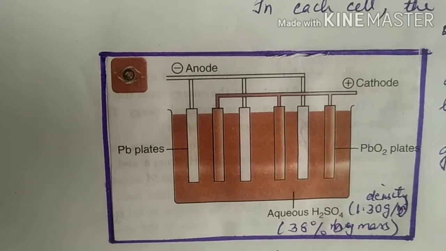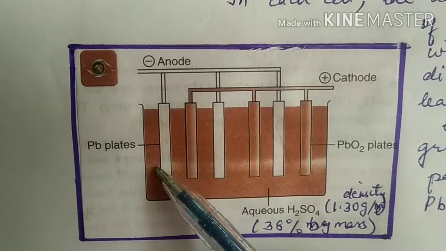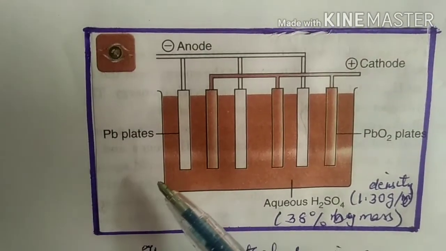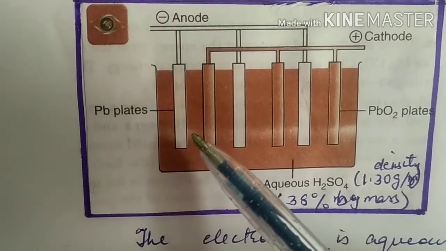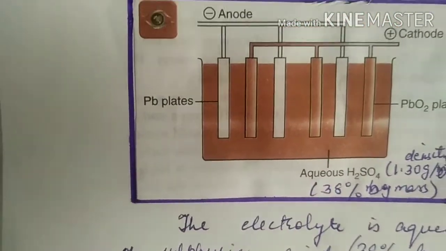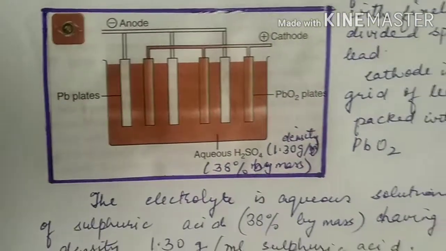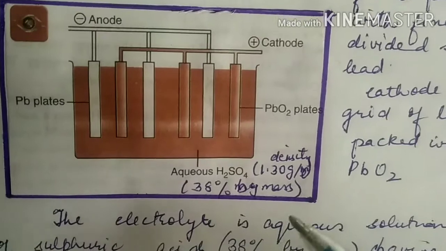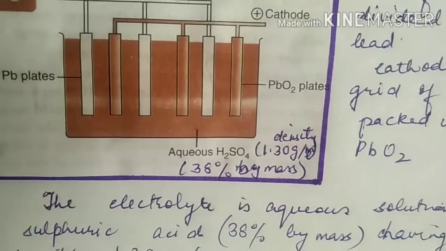In each cell, the anode is a grid of lead packed with finely divided spongy lead, and the cathode is a grid of lead packed with lead dioxide. The electrolyte is an aqueous solution of sulfuric acid, which is 38% by mass and has a density of 1.30 grams per milliliter.